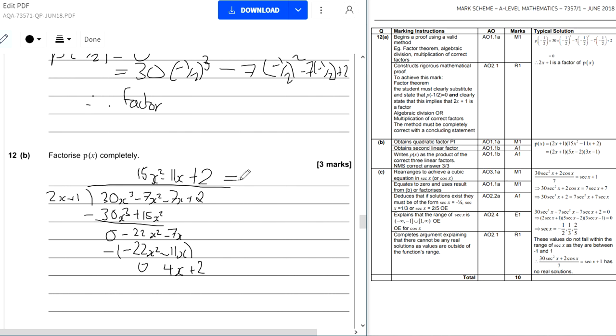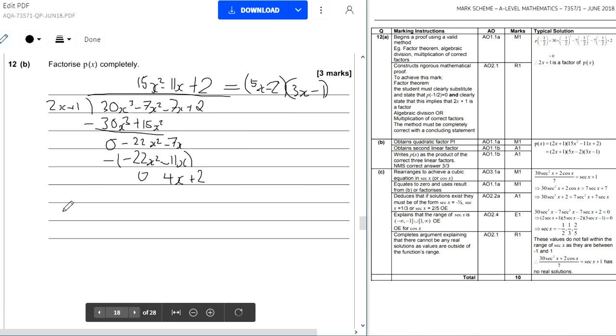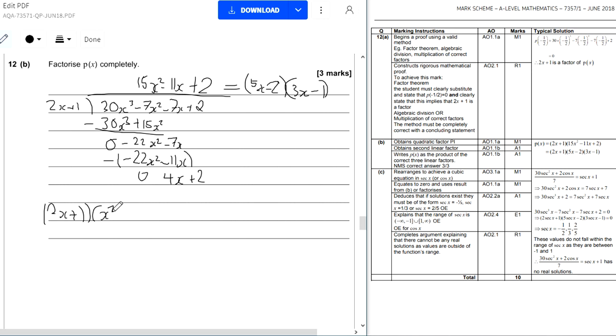And then you can just solve that using your calculator or whatever. That's one method. Another method you could use is, well, you know that 2x plus 1 times by some polynomial, which always has the form of that, is equal to 30x cubed minus 7x squared minus 7x plus 2.